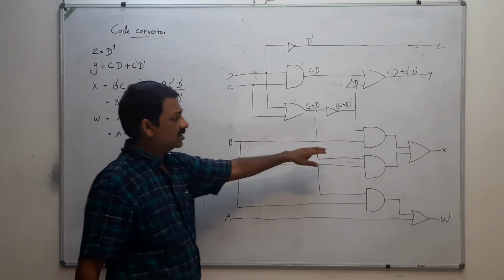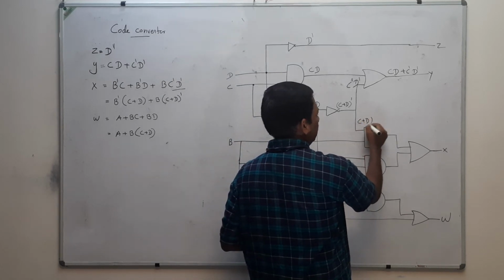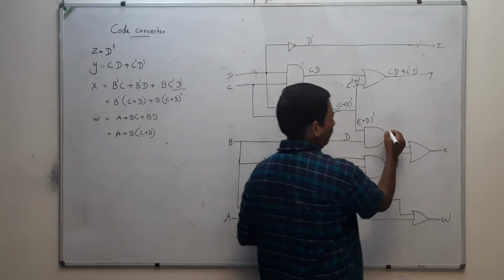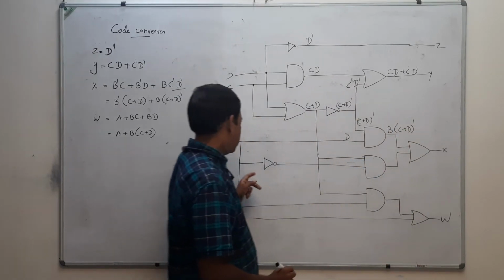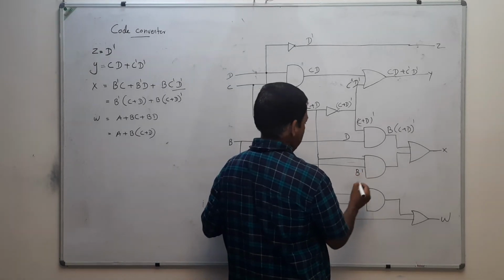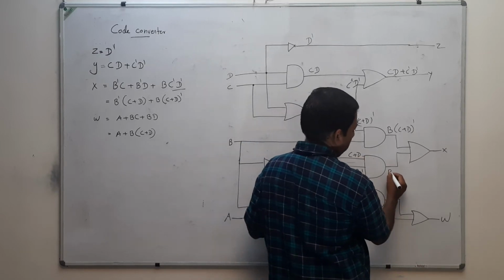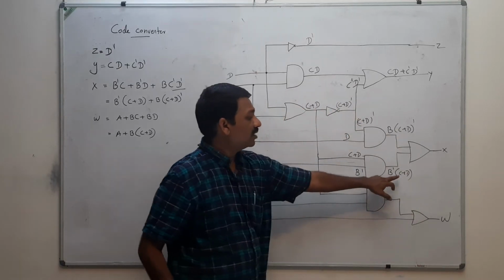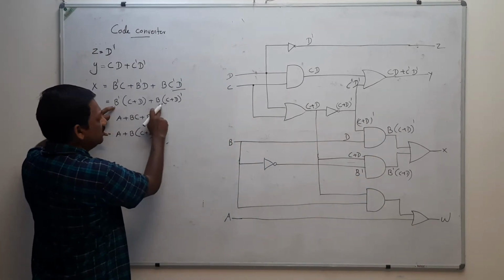Now, what are the inputs to this? Here, C plus D the whole bar. What about this? B. Here we have B into C plus D the whole bar. And what about this? Here we are complementing this B. Here we have B bar. And what is here? C plus D. And this is B bar into C plus D. When you are adding these two, B bar into C plus D plus B into C plus D the whole bar.